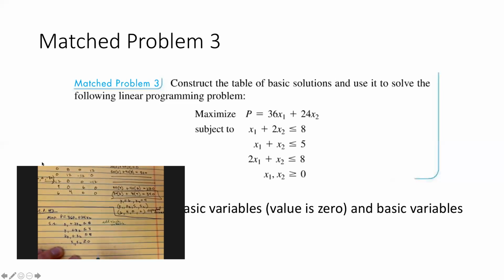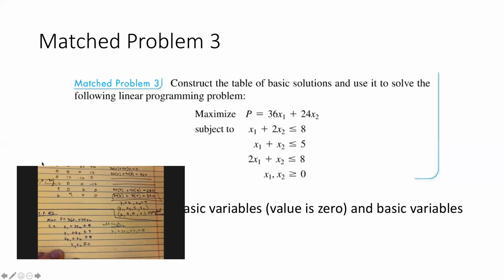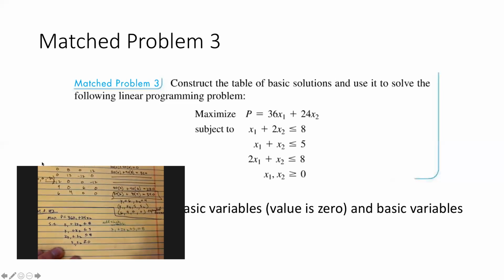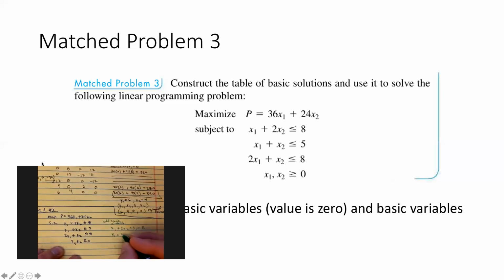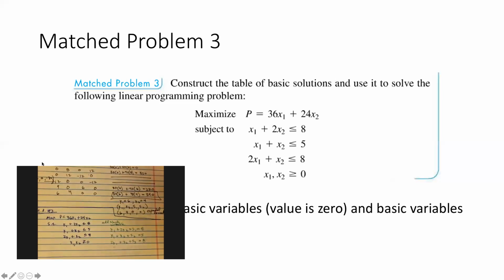All right, so that means x1 plus 2x2 plus s1 is equal to 8. And then I'll have x1 plus x2 plus s2 is equal to 5. And then I'll have 2x1 plus x2 plus s3 is equal to 8. So in other words, now I have 3 slack variables. So when I go and make this table, right?